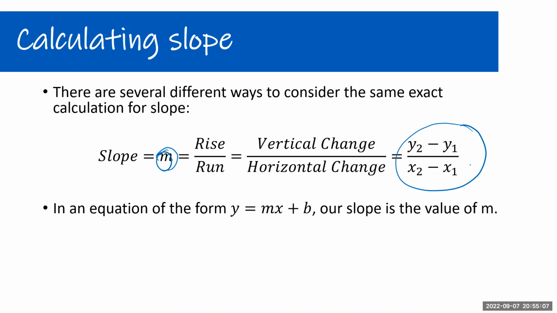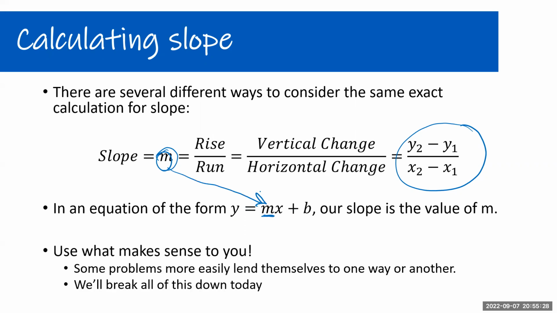Now, sometimes we're going to see it written in an equation. If we see an equation of the form y equals mx plus b, this is what we call slope-intercept form. This m is the same as this m. Our slope is whatever that value of m is. I want you to use what makes the most sense to you. Now, I don't have a favorite. I like to use slope-intercept form if I can, but sometimes that's not practical for a problem. We're going to see a bunch of different ways to do it, and sometimes one lends itself to the other, but maybe you have a particular preference, and that's fine. Use what makes sense to you.